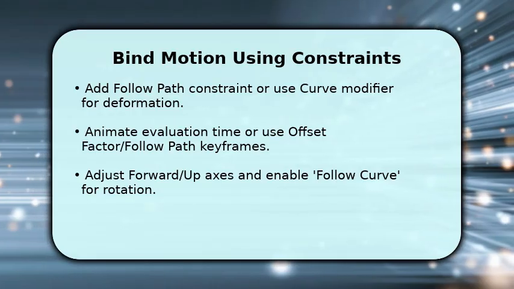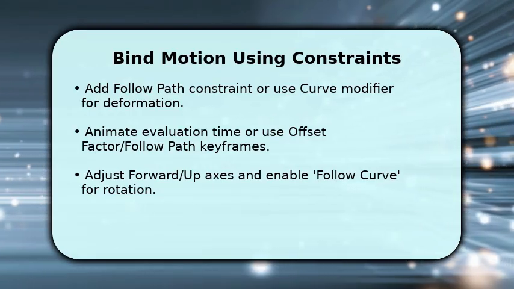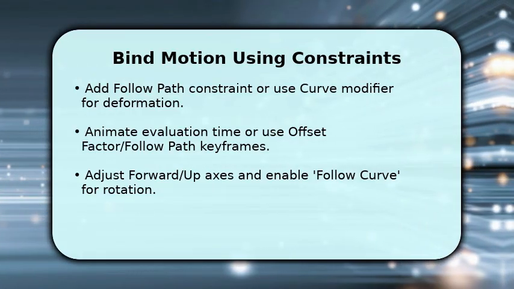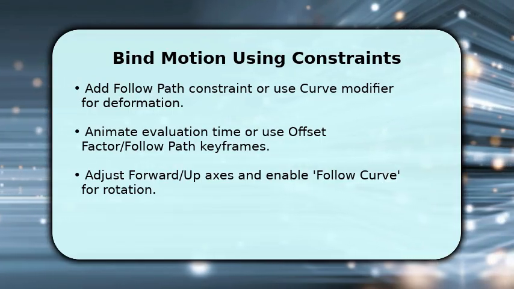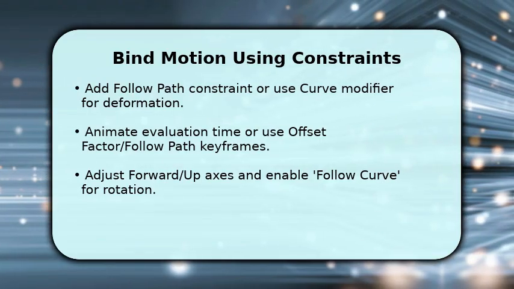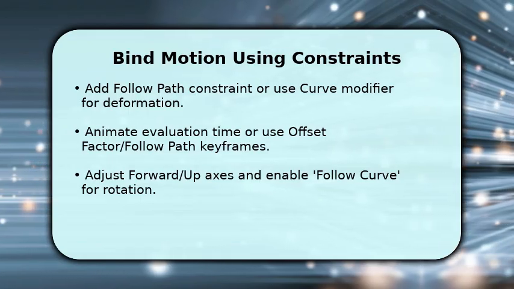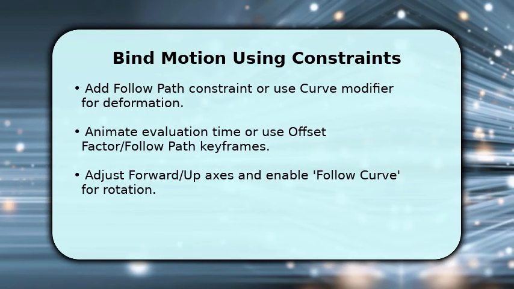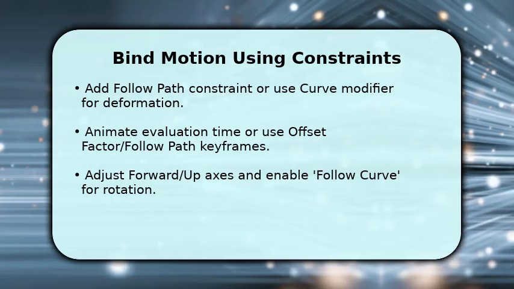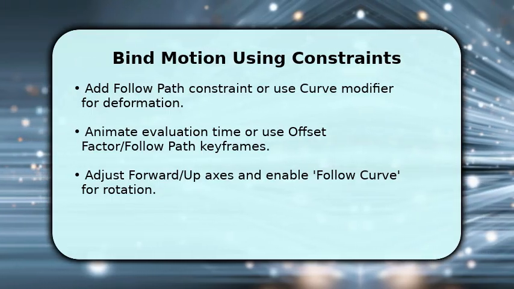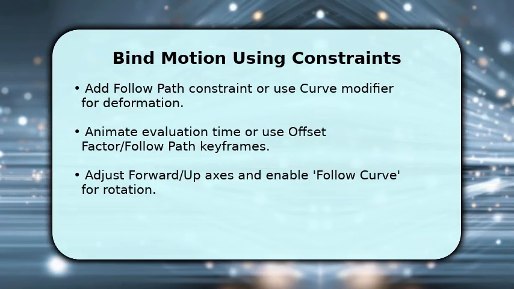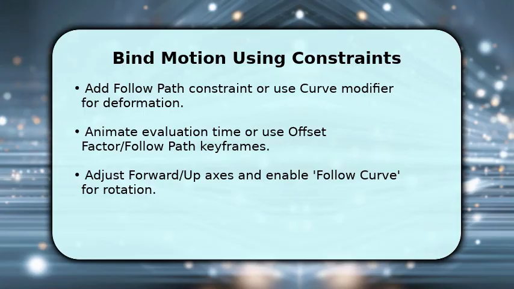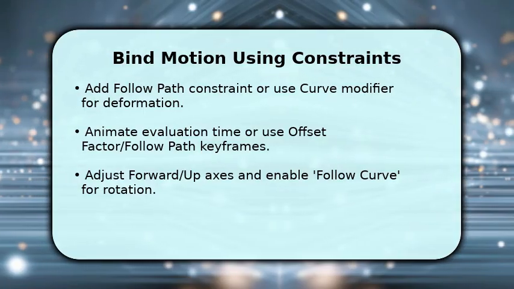With the object selected, add a follow path constraint or, for a deforming mesh, use a curve modifier and parent to the path. You then animate the evaluation time or offset factor by inserting keyframes at your start and end frames. This controls speed. Make sure forward and up axes match your model orientation. Enable follow curve so the object rotates with the path, and scrub the timeline to preview motion. Refine easing in the graph editor.